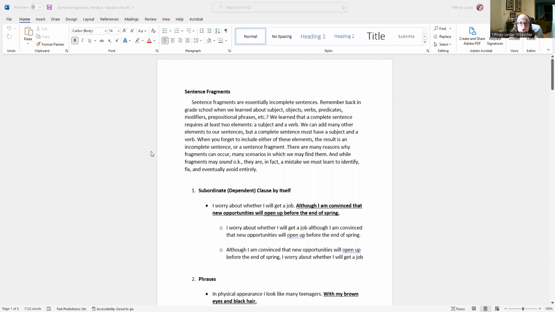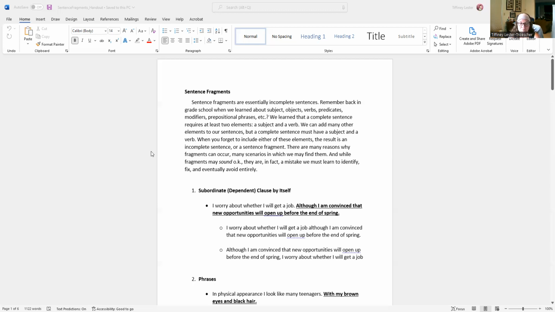Okay, so what are sentence fragments? Well, if you think about what the word fragment implies, a fragment means a piece of something, a part of something, but not a whole something, not a complete something. So a sentence fragment is simply a part of a sentence, not a complete sentence. So sentence fragments are essentially incomplete sentences.